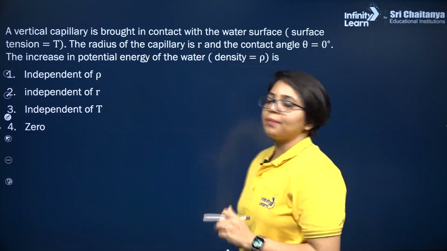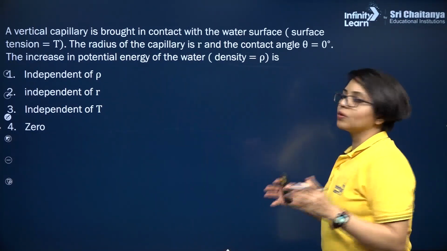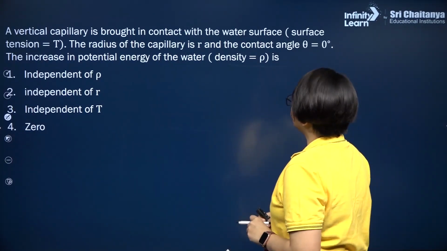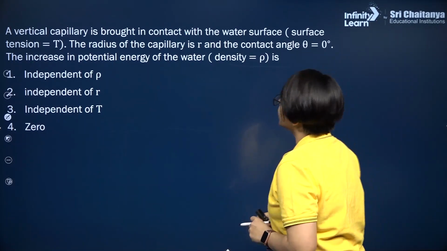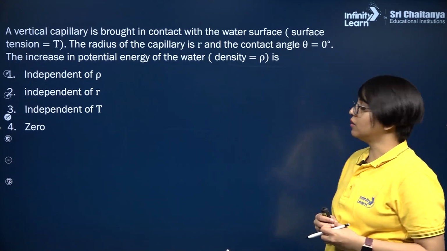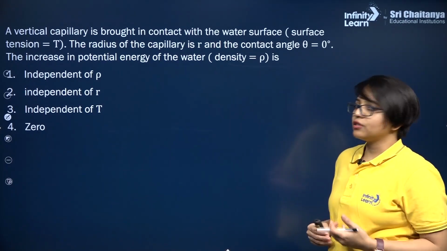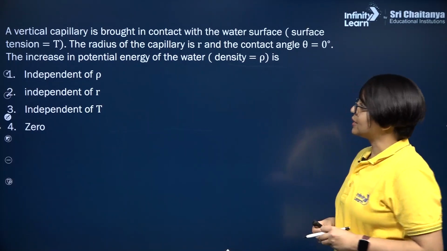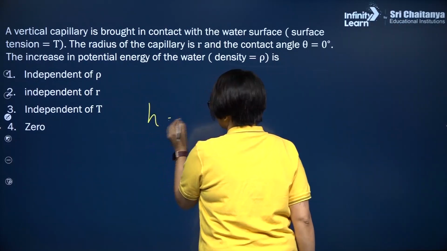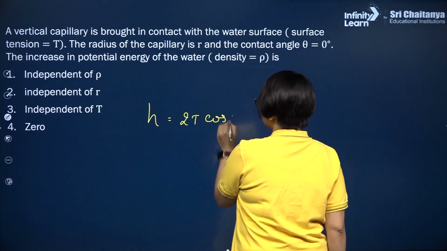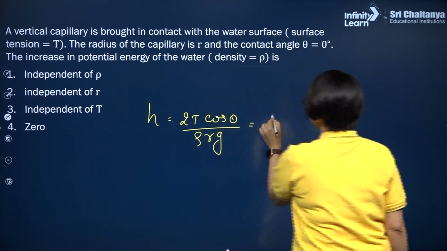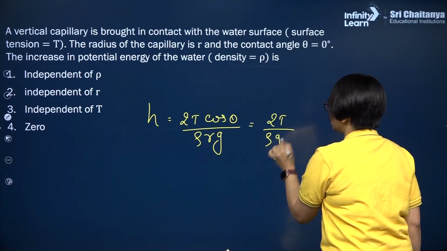A vertical capillary is brought in contact with the water surface and surface tension is T. The radius of the capillary is R and the contact angle is 0 degree. The increase in potential energy of the water is, so over here work done in increasing the height of the center of mass will convert into its increase in potential energy, right? So height is 2T cos theta divided by rho g r. So theta is 0 degree, so it is 2T upon rho g r.